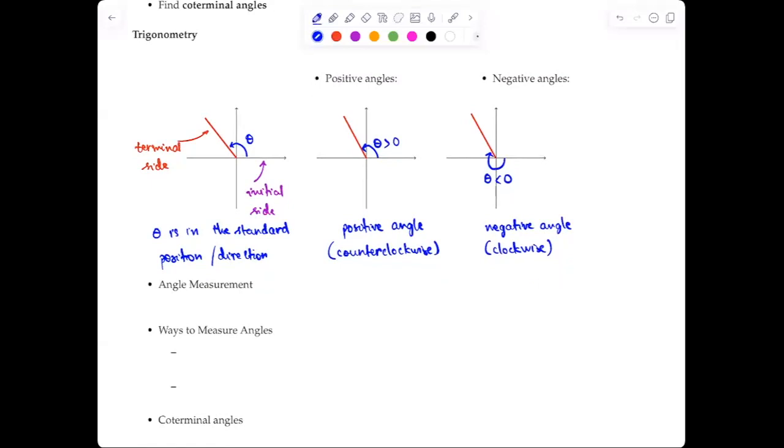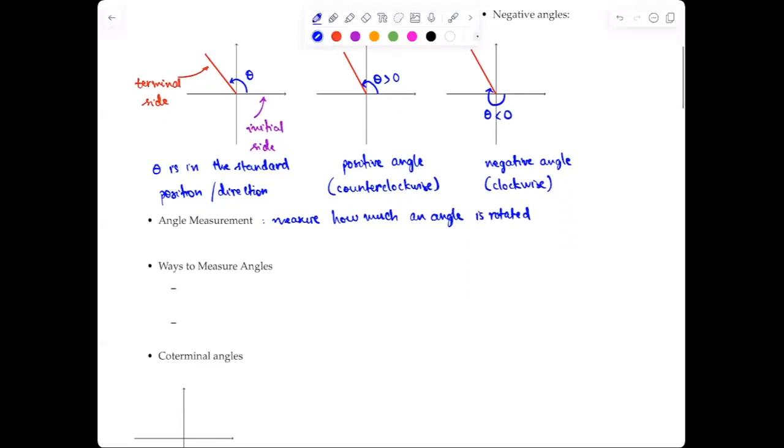So when you say angle measurement, that means you want to know how much the angle is rotated. So this is a measure of how much an angle is rotated. It's just a general definition. And the value of the angle depends on how you rotate as well. Are you rotating counterclockwise or clockwise? Counterclockwise, you have a positive rotation. Clockwise, you have a negative rotation. And there are two ways to do the measurement. The first one is degree measure, and the second one is radian measure.